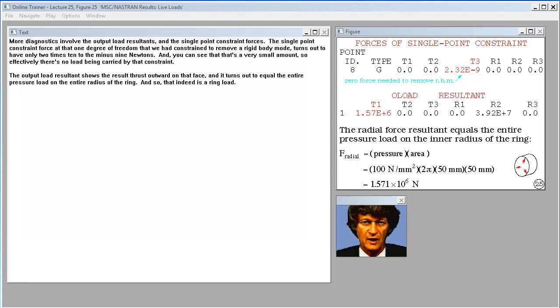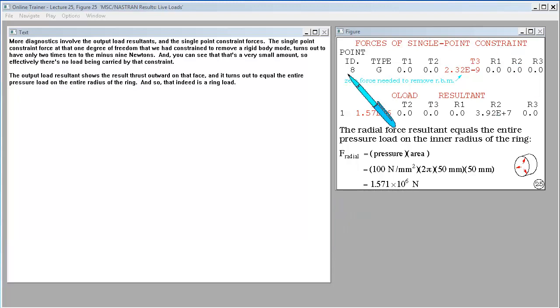More diagnostics involve the output load resultants and the single point constraint forces. The single point constraint force at that 1 degree of freedom that we had constrained to remove rigid body mode turns out to have only 2 × 10⁻⁹ newtons. And you can see that's a very small amount, so effectively there's no load being carried by that constraint.